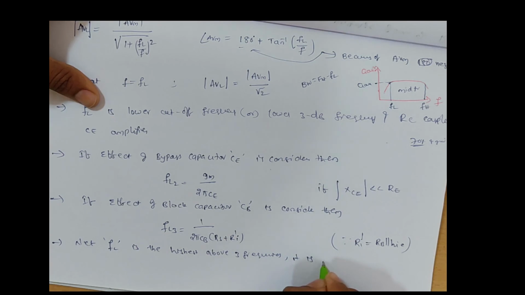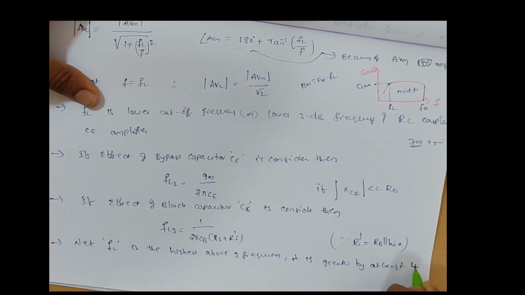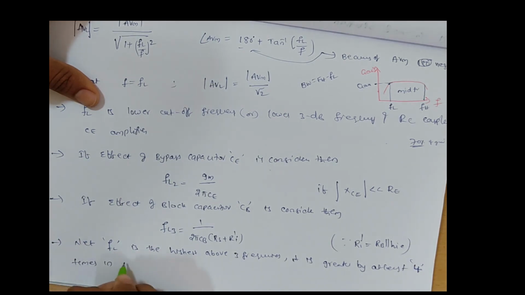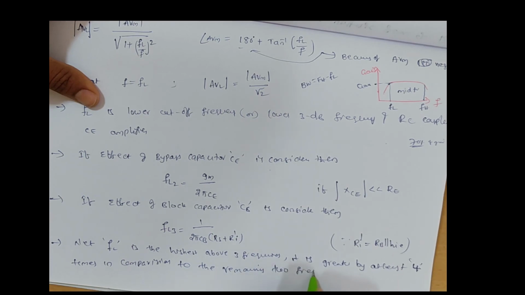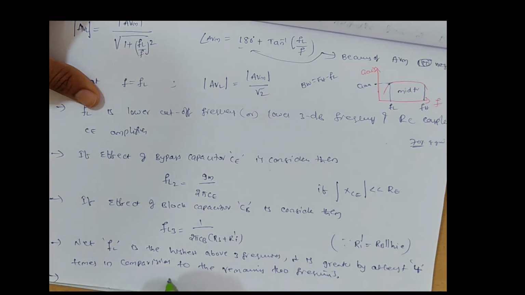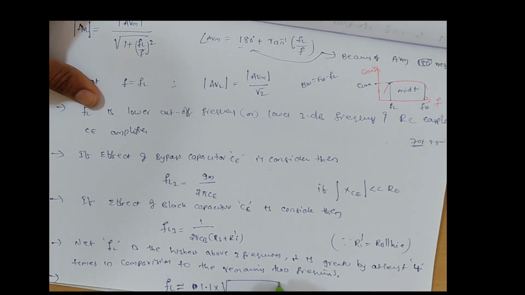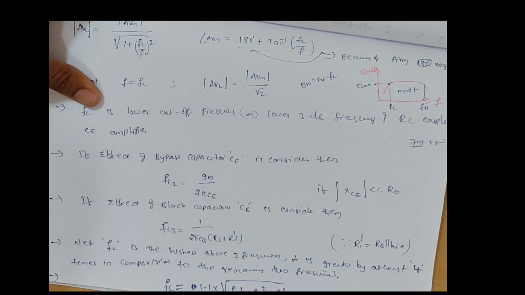It is greater by at least 4 times in comparison to the remaining two frequencies. If you want to calculate the net lower cutoff frequency FL, then we can write approximately 1.1 into the square root of FL1 squared plus FL2 squared plus FL3 squared. This will be the net lower cutoff frequency by considering these three capacitors.